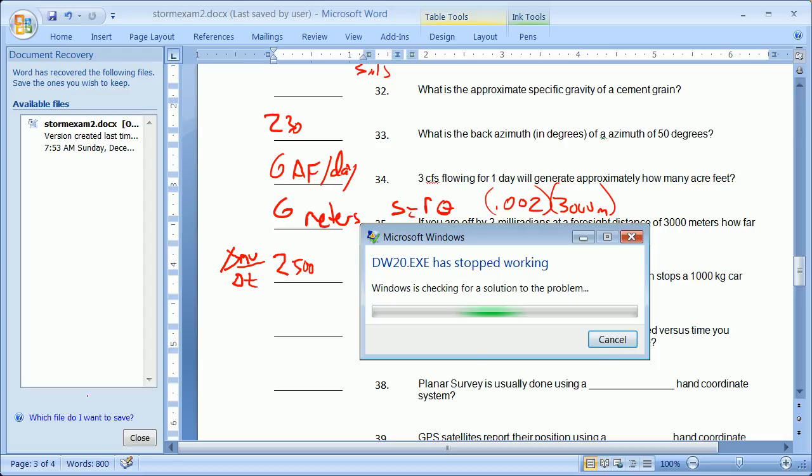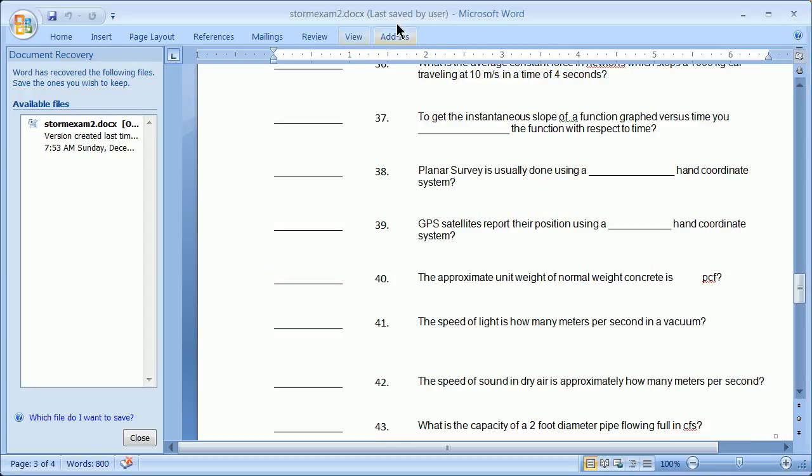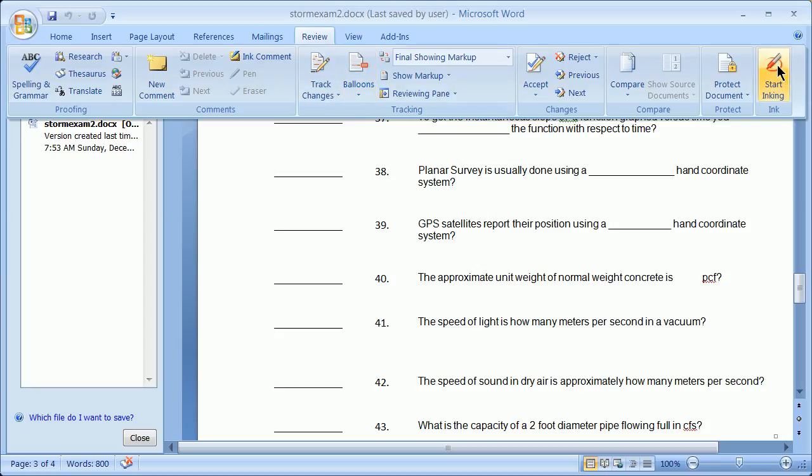I'm going to once again hit a pause here, and hopefully we can finish this out. All right, this thing's giving me conniptions on this computer, but I'm going to try to continue finishing it out.